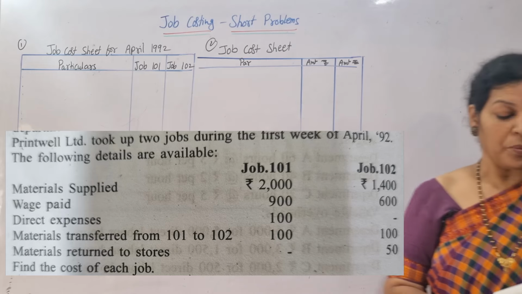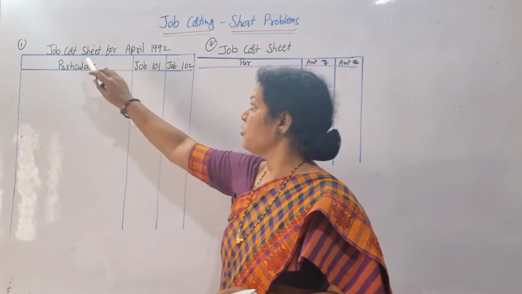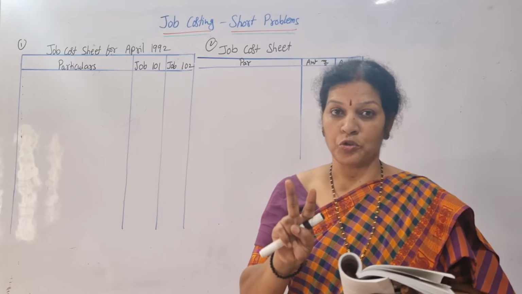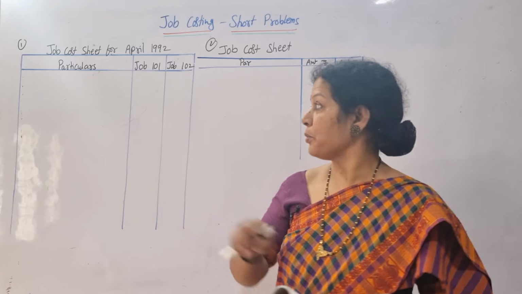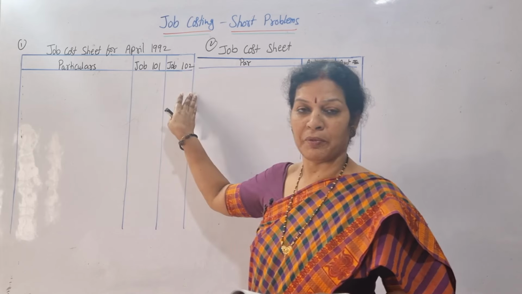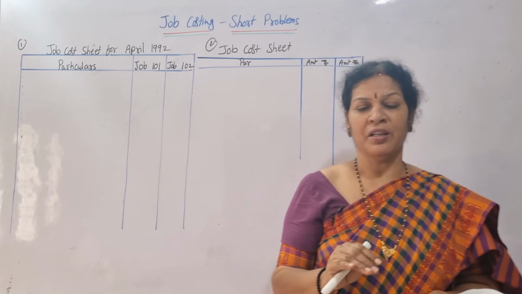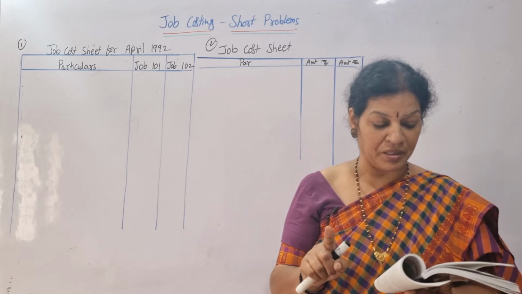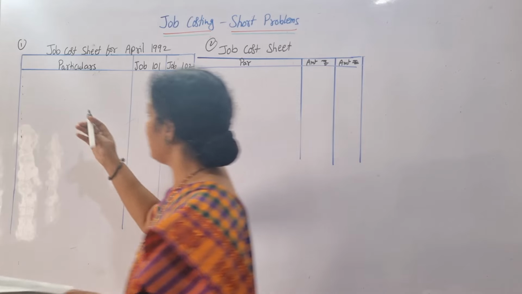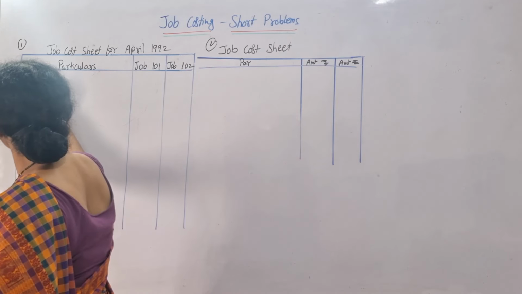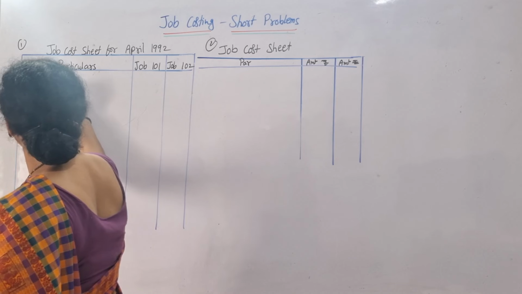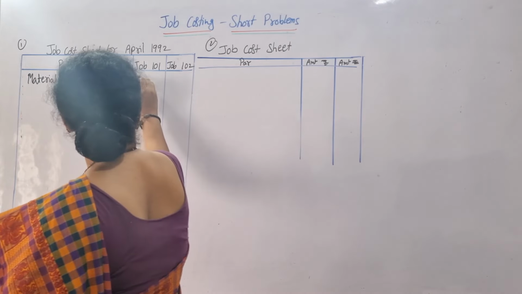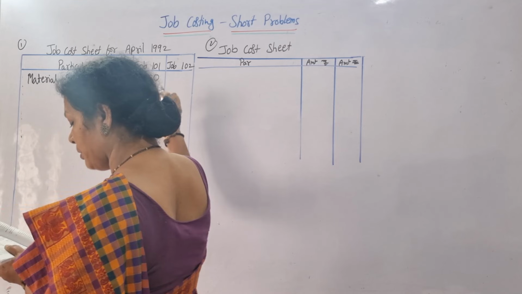Very easy. Job cost we have to prepare. Already prepared the pro forma. Job cost for April 1992. How many jobs are there? Two jobs. Job number 101, job number 102. So particulars, job number 101, job number 102. Whatever information is given, we will write step by step. What is given to us? First material is given. Material supplied we will write first. For job number 101, 2000. For job number 102, it is 1400.